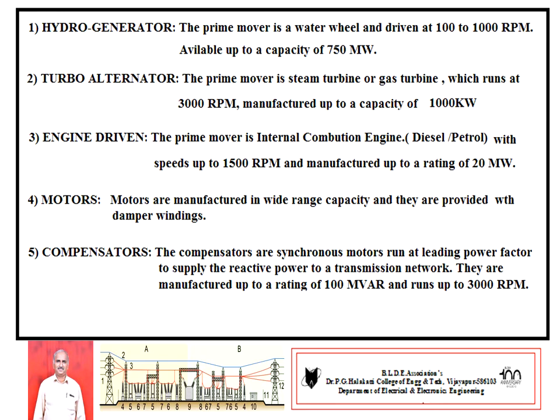Number 4, motors. Motors are manufactured in a wide range of capacity. They are provided with damper winding. This damper winding damps out the oscillation of rotors during rotor vibrations.